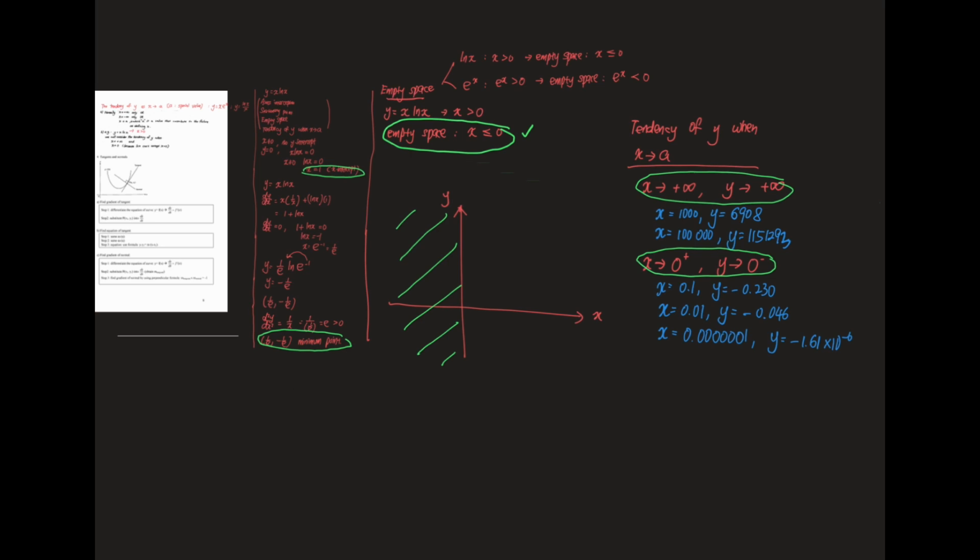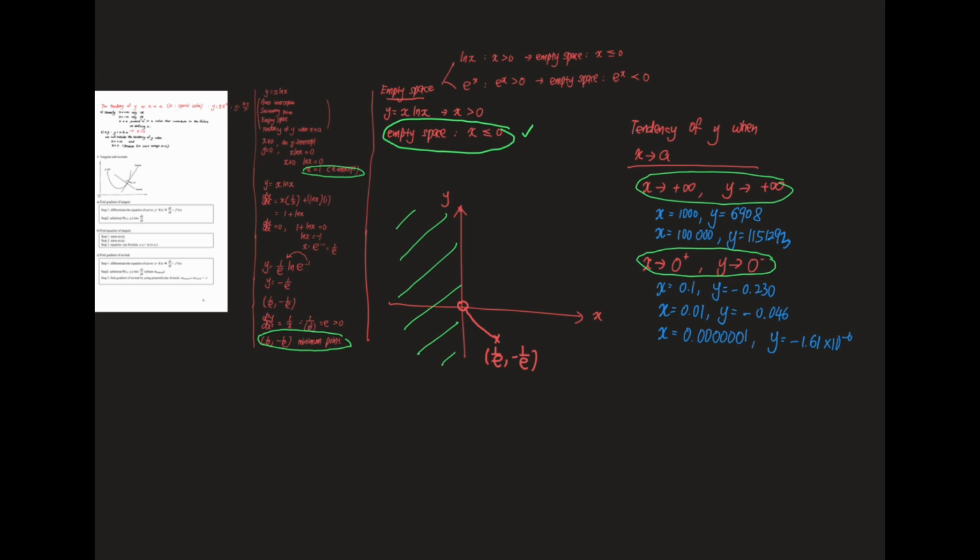1 over e is actually 0.36. So 0.36 minimum point, so it's around here, 1 over e, negative 1 over e. Okay, this is a minimum point. And then we know that from the tendency of y, when x approaches 0, y approaches 0 from the negative side. That means it goes to origin, but it never equals this point.